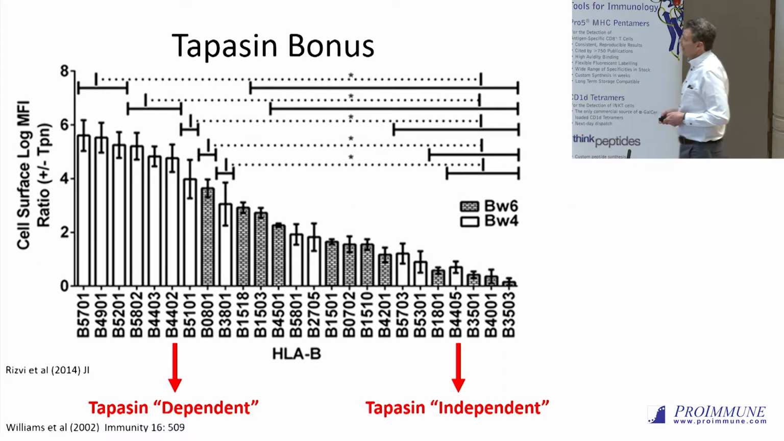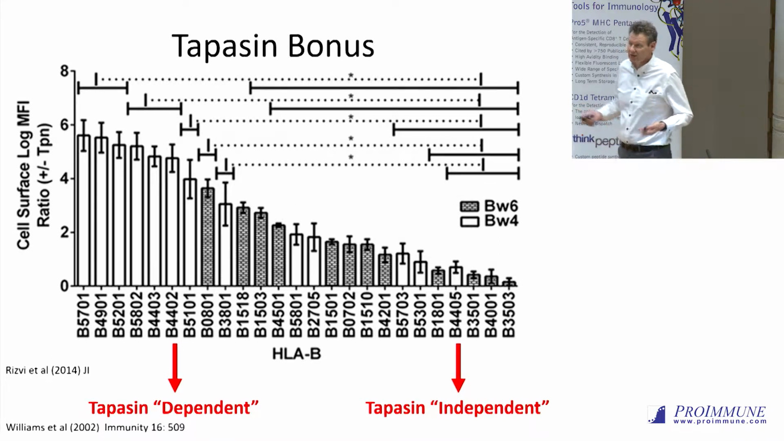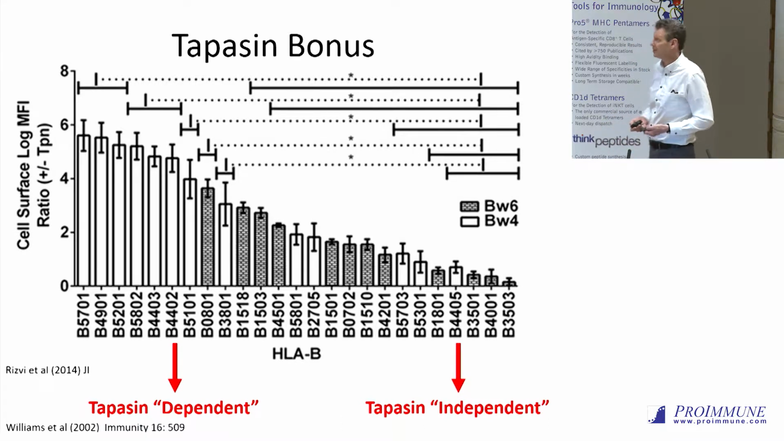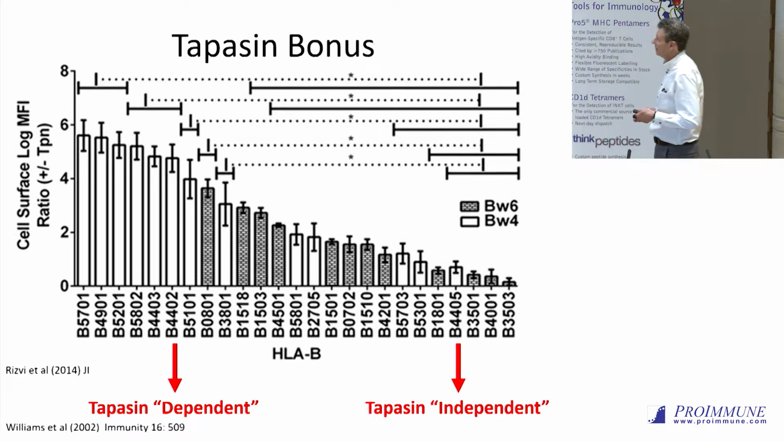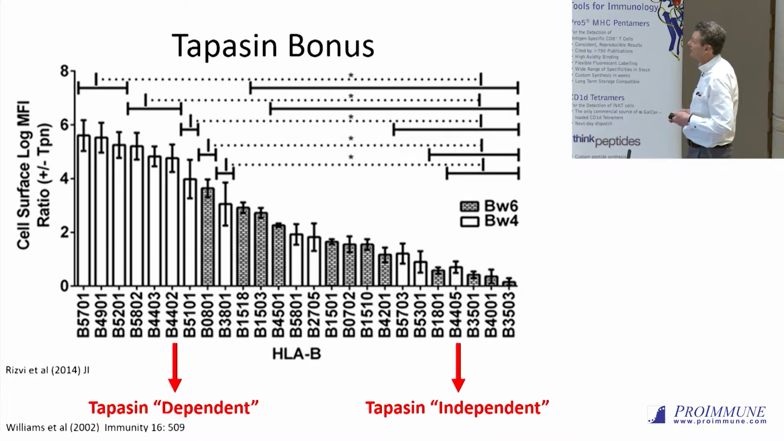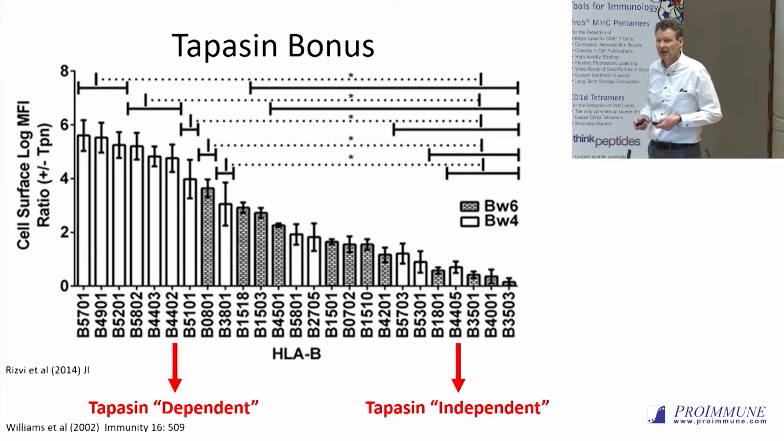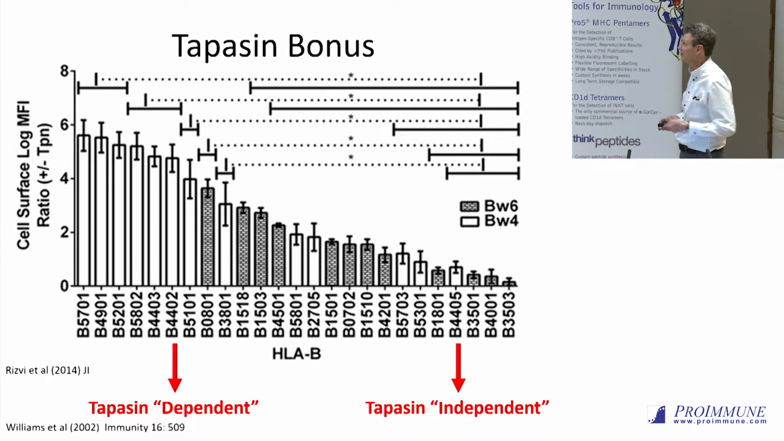So it turns out that different MHC class 1 alleles depend to different extents on the chaperone function of tapasin. This is illustrated beautifully in this experiment done in Malini Raghavan's lab a couple of years ago, building on some work that we published about 15 years ago. So this shows the ability of a whole range of different human HLA-B alleles to assemble with peptides and present at the cell surface in the presence or absence of tapasin.